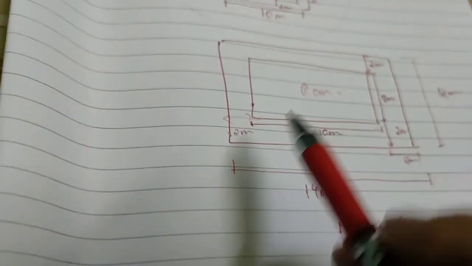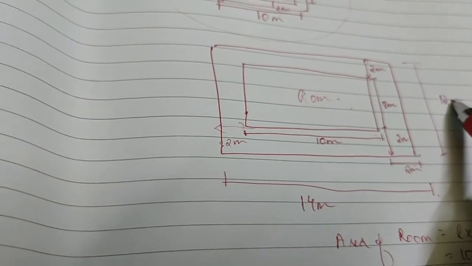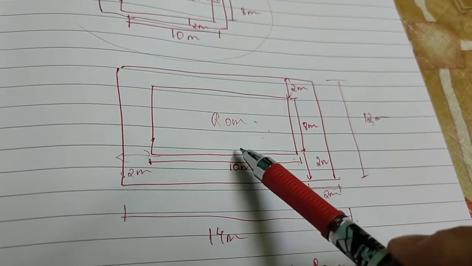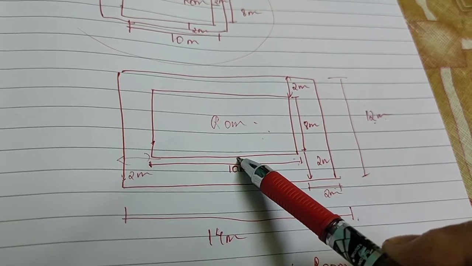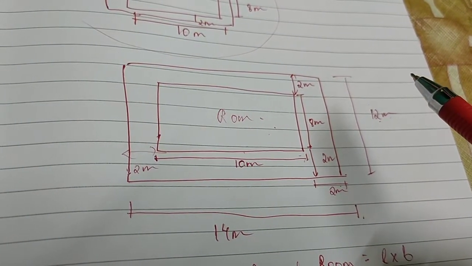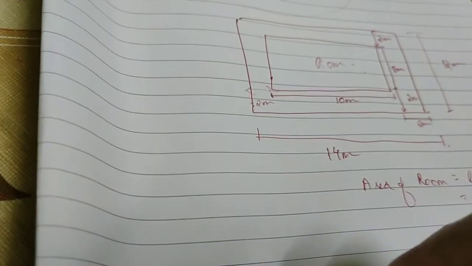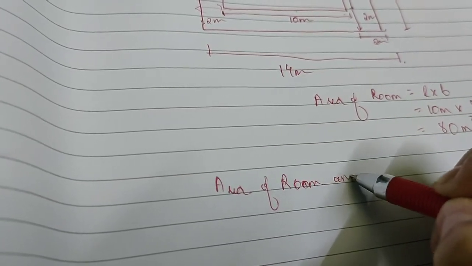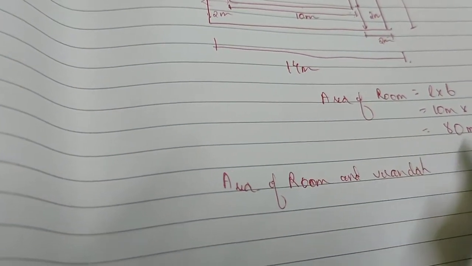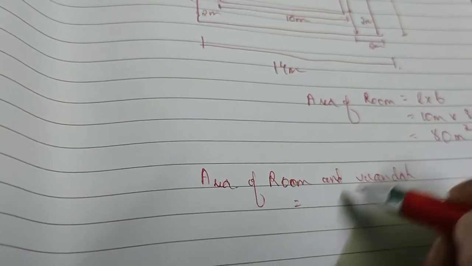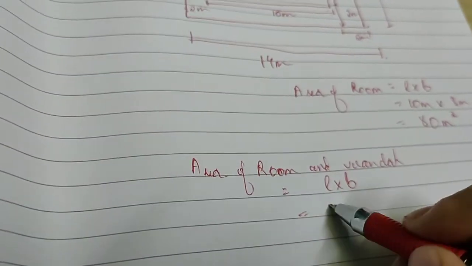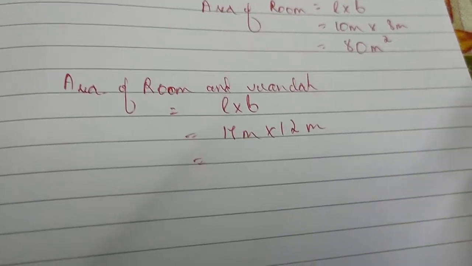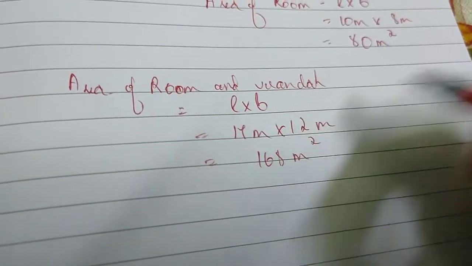Now again, another length we have, 14 and 12 meter. What is this? This is not the veranda. This is covering the whole thing. It includes the room area and also this outer part. So the area of room and veranda is length into breadth, this time 14 meter into 12 meter. So the answer is 168 meters square.